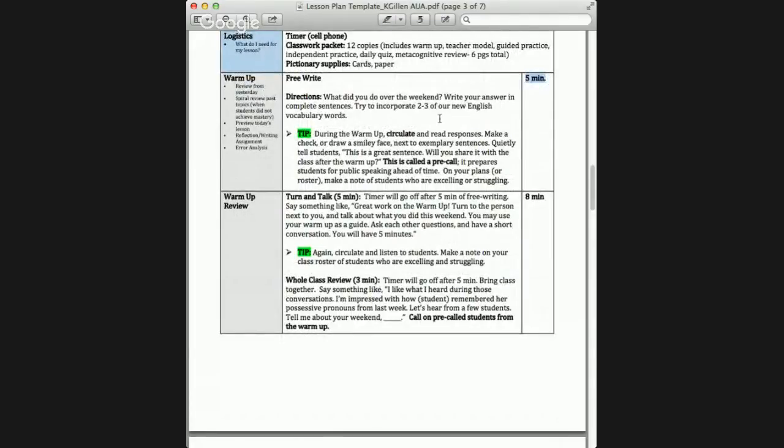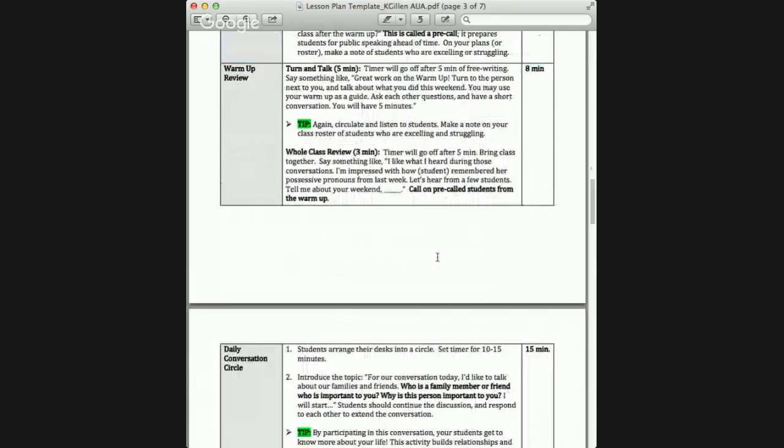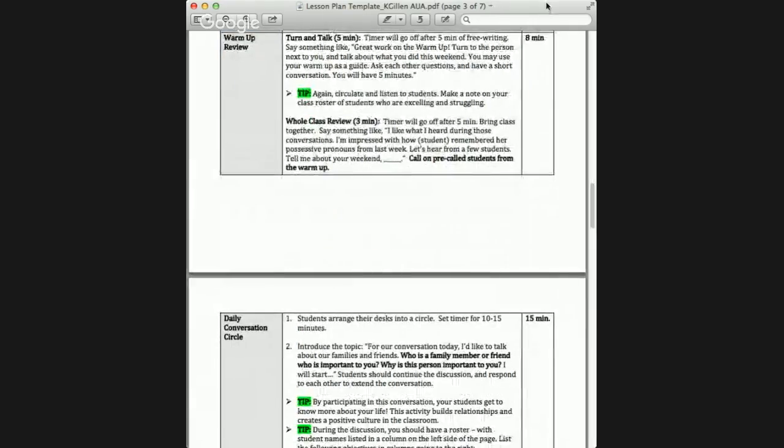Okay, so you'll notice on the right here that I have timestamps. You should use a timer while you're teaching. This could just be your cell phone timer. It's a great way to make sure you stay on track during your lesson. So you're going to set a timer for 5 minutes for the warm-up. When that timer goes off, you're going to jump into a warm-up review.